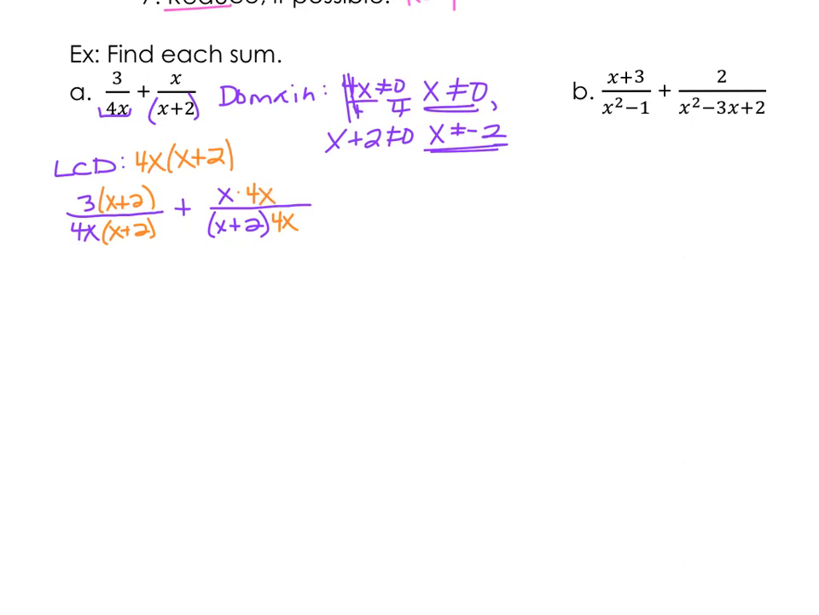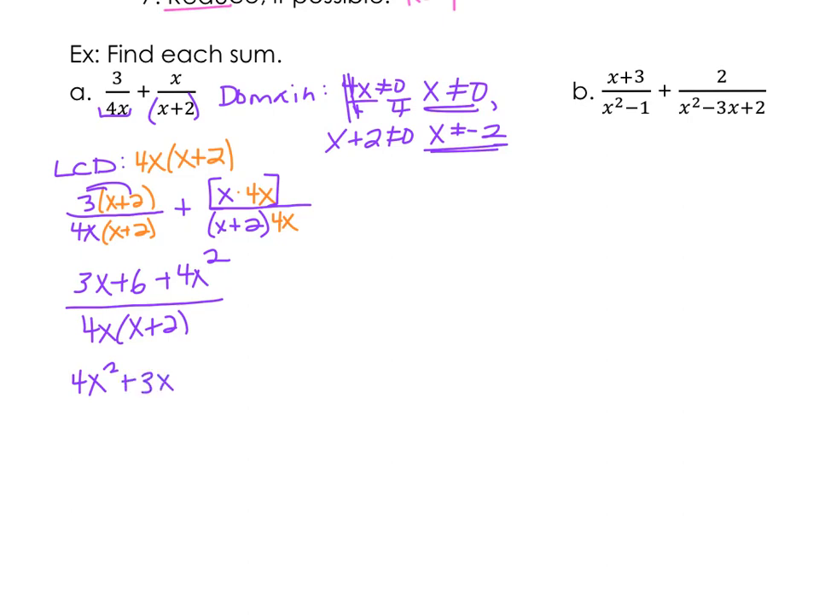From here, we'll simplify the numerator by distributing the 3 in, which gives us 3x plus 6, and then plus x times 4x is 4x squared, all over our LCD of 4x times x plus 2. In the numerator I'm going to rewrite it in standard form, putting the 4x squared term first: 4x squared plus 3x plus 6 all over 4x times x plus 2.